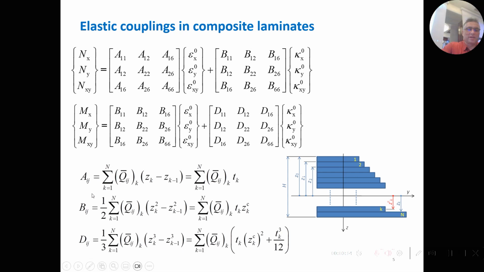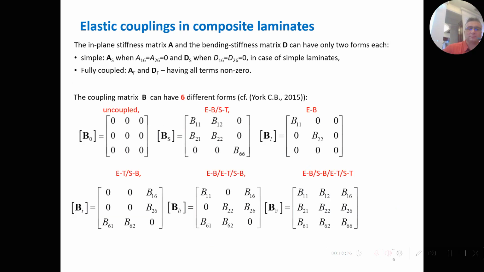You can calculate any term of the A, B, and D matrices with respect to the Z dimension, as I said, localizing the ply. So usually the A and D matrices can be either fully zero or fully coupled. And concerning the in-out coupling matrix B, there are several cases, from uncoupled to extension bending, shear twisting, extension twisting, and shear bending, many possibilities. It was very nicely described by Christopher York in 2015. So I took that idea and developed it a little bit.